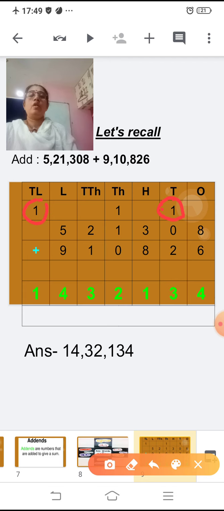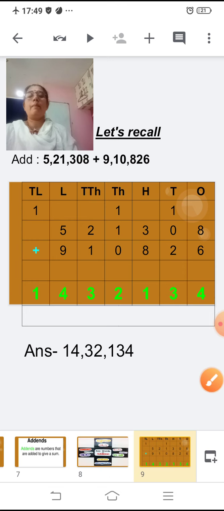32,134. So whenever you add numbers, the first thing you have to keep in mind is always start from the ones place. Now, arranging of the numbers when you add, you already learned in the first chapter. Now let us see one more example on addition.